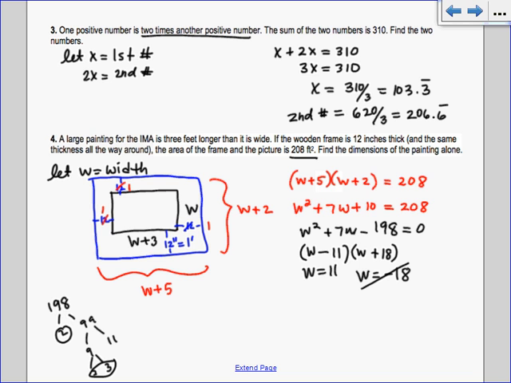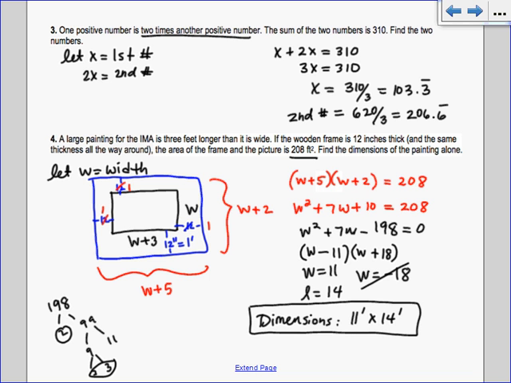What does that make the length? 14. 14, correct. So our dimensions are going to be 11 feet by 14 feet. Whoops, I did inches there. Feet. All right, and that's our answer.